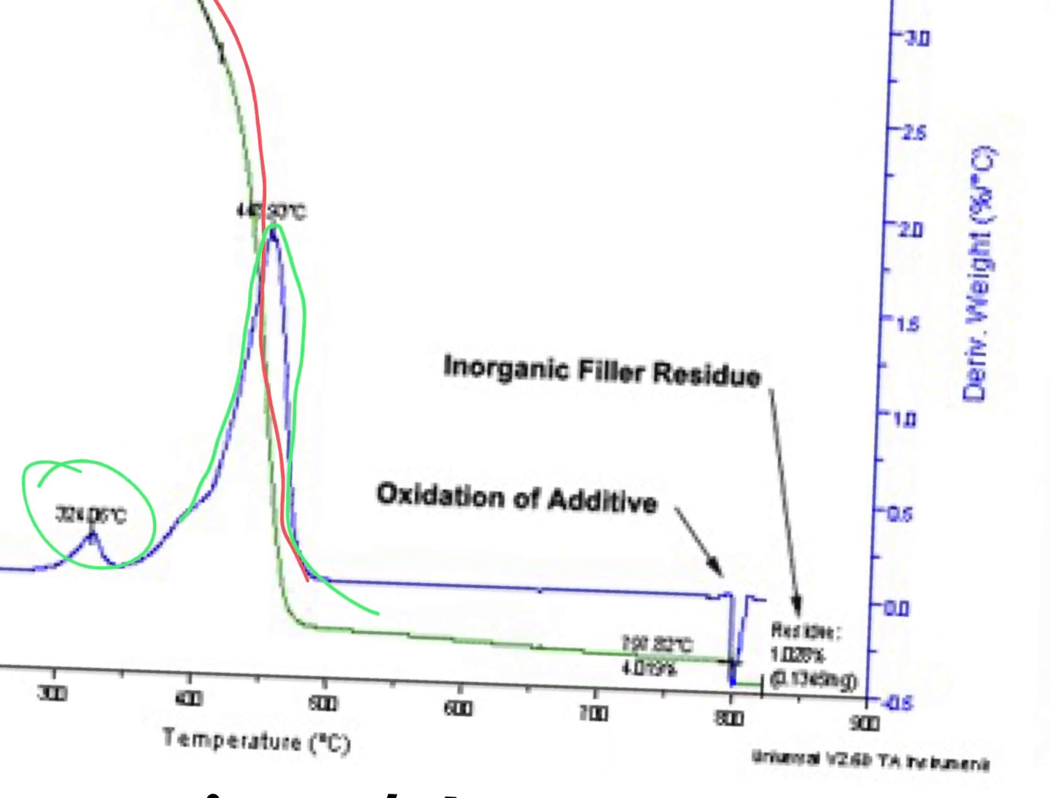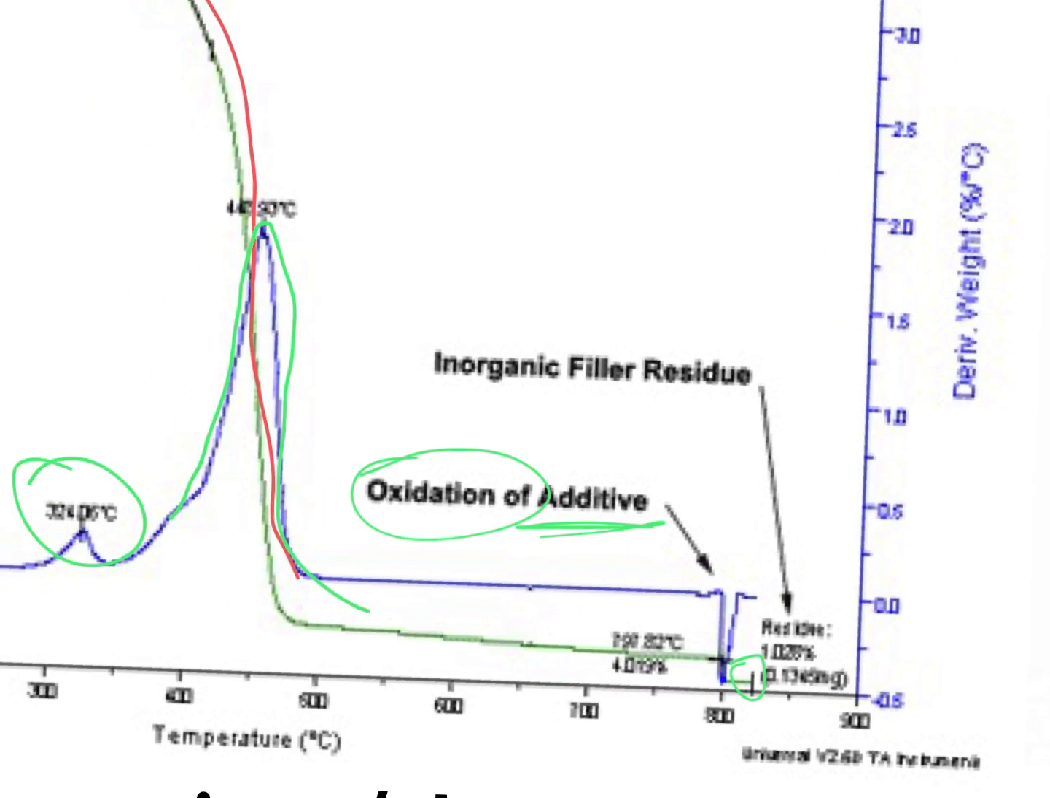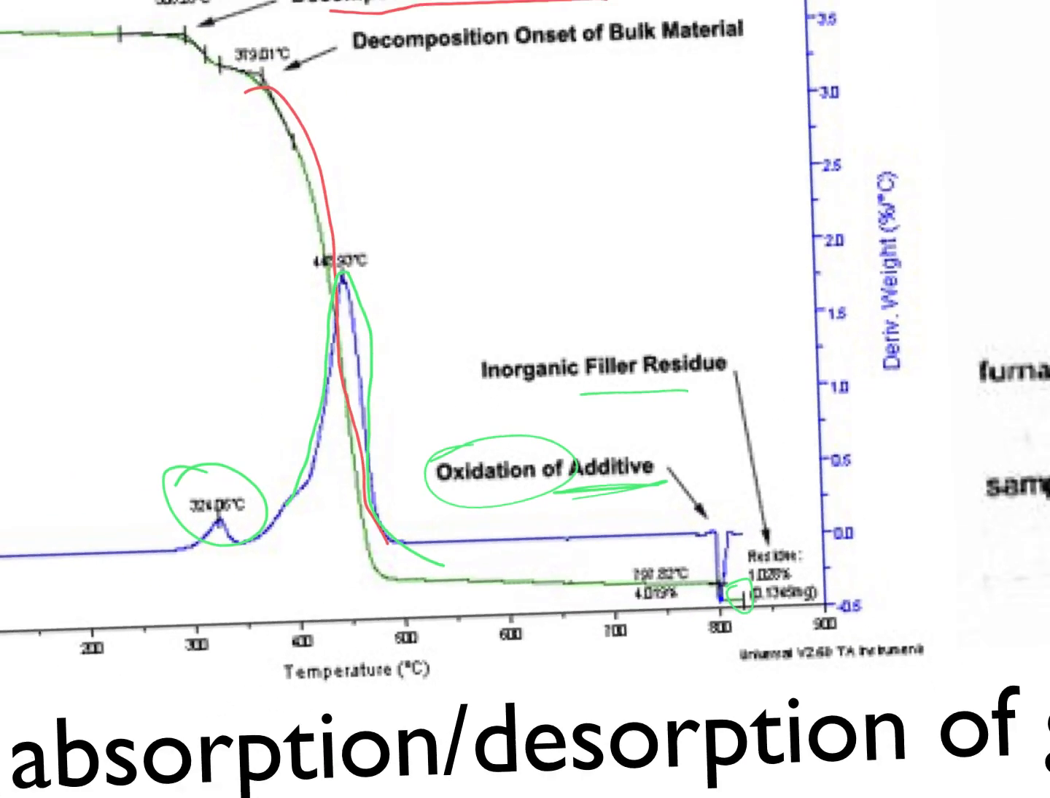And then as time goes by, we can see oxidation of some type of additive, and that could be like maybe a metal powder or something. And then what's left behind, which is non-zero, is some type of inorganic filler residue, like talc or clay or something like that. It doesn't evaporate under these conditions, all right?